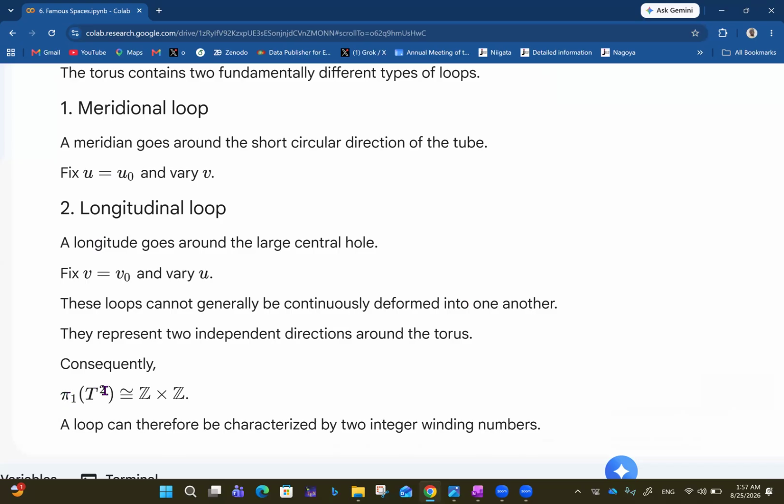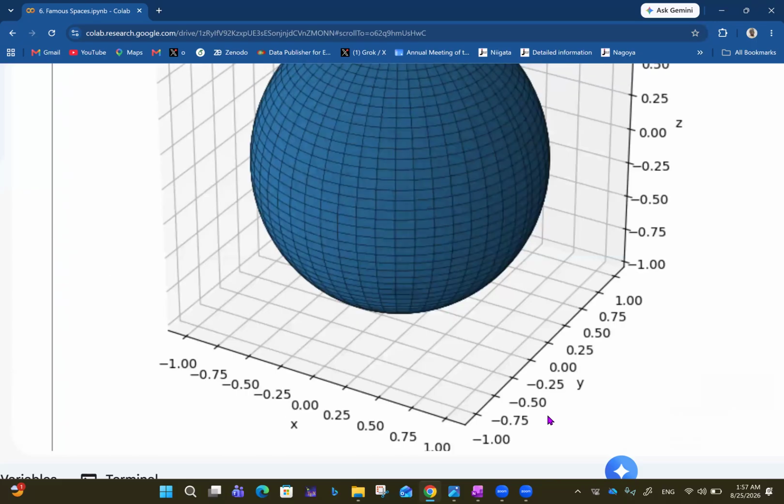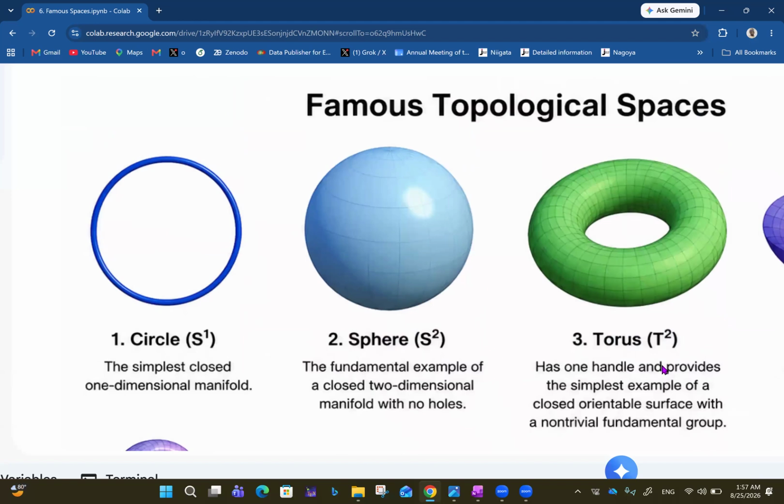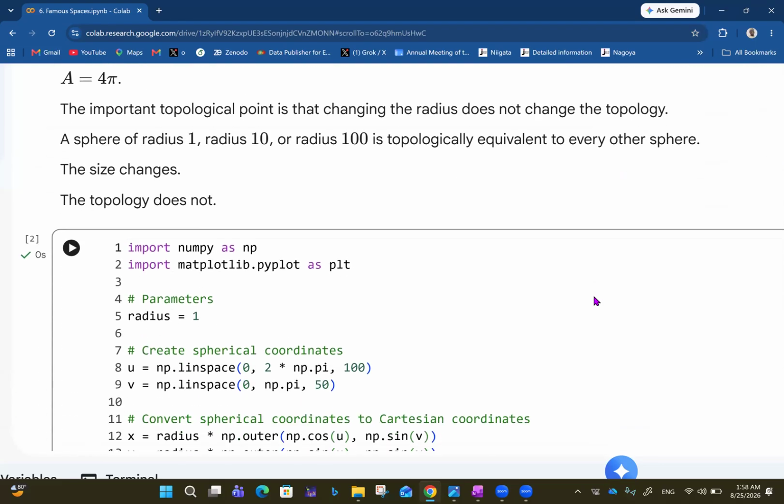Consequently, π₁ of a torus is actually isomorphic to a two-dimensional integer space. So a loop can therefore be characterized by two integer winding numbers. So for a circle, it's one integer winding number, but for a torus, it's two integer winding numbers, because it's like we are dealing with two circumferences. If you look at this torus right here, the first one is the meridional, which is around the thickness of the circle, but the longitudinal is around like that, and that is why you have that two-dimensional thing in this case.